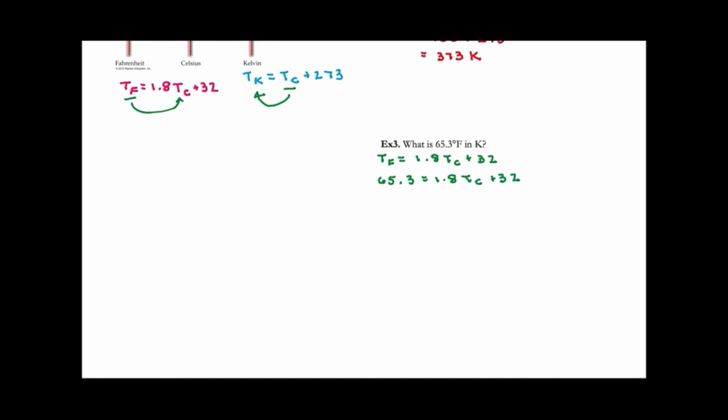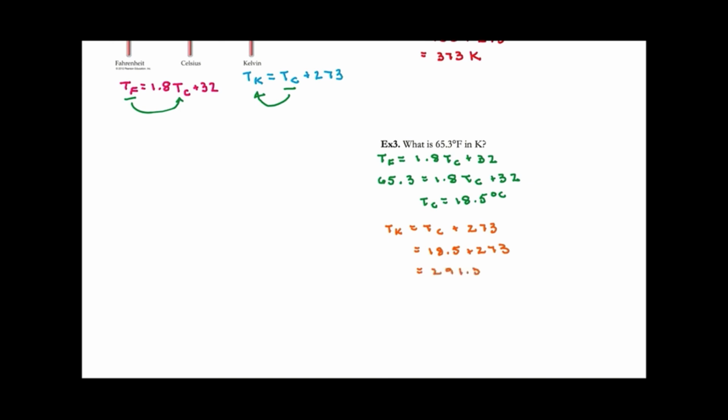The math I'm going to do is take 65.3, subtract 32 from that, and then divide by 1.8. The answer I get is 18.5. Notice I'm not rounding yet because I'm not done. I'm in degrees Celsius right now, but I want to get into Kelvin. So now I'm going to use the Kelvin and Celsius formula. My temperature in Kelvin equals my temperature in Celsius plus 273. So I'm going to take 18.5 and add 273 to that. The answer, unrounded, is 291.5.